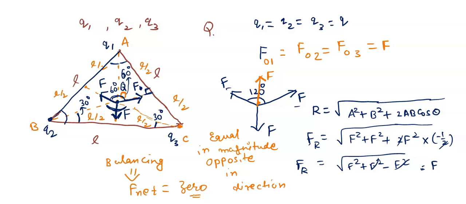So what will be the answer? The great invention of Aryabhata: 0. I hope you understood this. Are you able to follow? Okay. Now we can do a similar question.